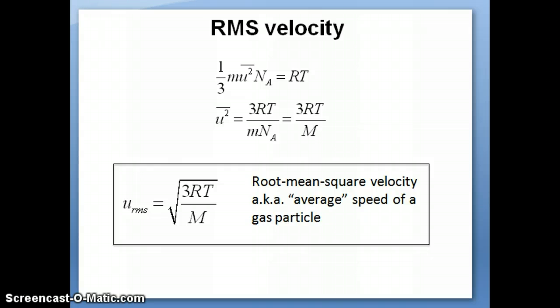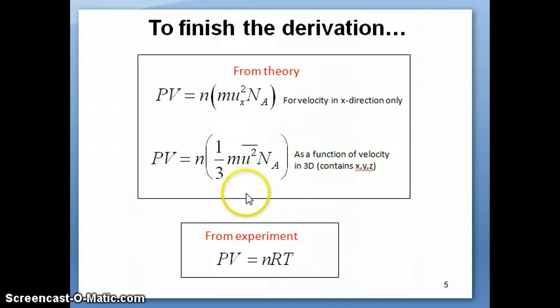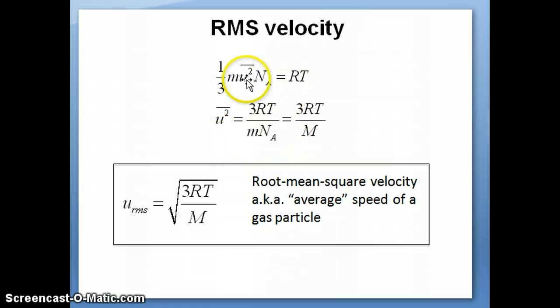If you look at the previous equation, you see that the whole thing in the parentheses, 1/3 m u squared times Na, is equal to RT, because everything else can be canceled. If I say PV over N is equal to this, then PV over N is equal to RT here. So in other words, this whole thing is equal to RT, which is what I wrote here. And the RMS velocity itself is this u term that we're trying to get to.